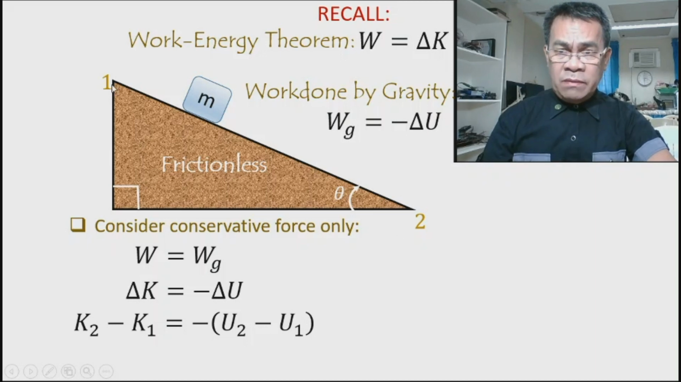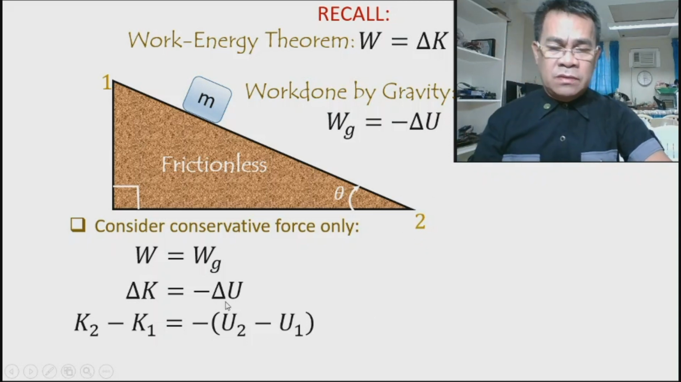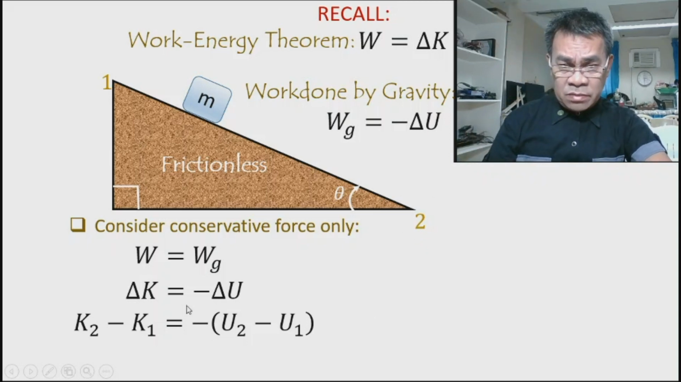So remember that we have 2 points. In point 1, we have the kinetic energy at that point. Take note, kinetic energy is the energy possessed by the velocity. And we have also the final kinetic energy. And at this point, we have the gravitational potential energy, U1, and we have the final gravitational potential energy at point 2. So we can remove the grouping symbol here.